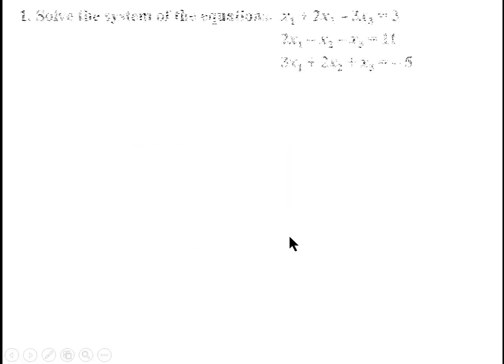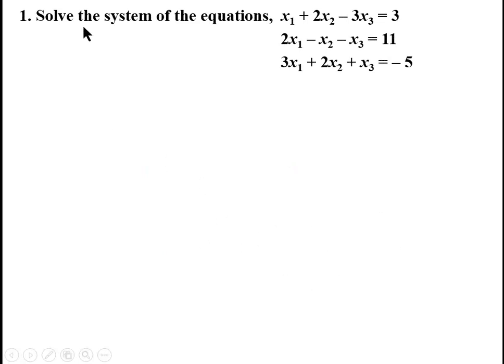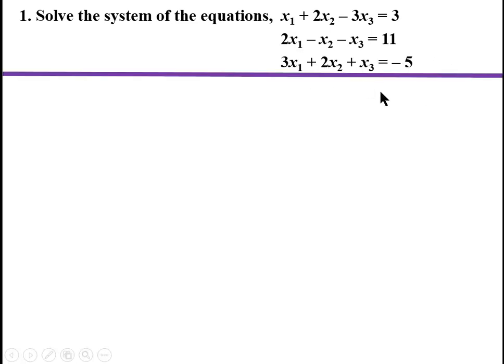Here we go. We have to solve the system of equations x1 plus 2x2 minus 3x3 is equal to 3, 2x1 minus x2 minus x3 is equal to 11, 3x1 plus 2x2 plus x3 is equal to -5. Here the method still remains Gaussian elimination.